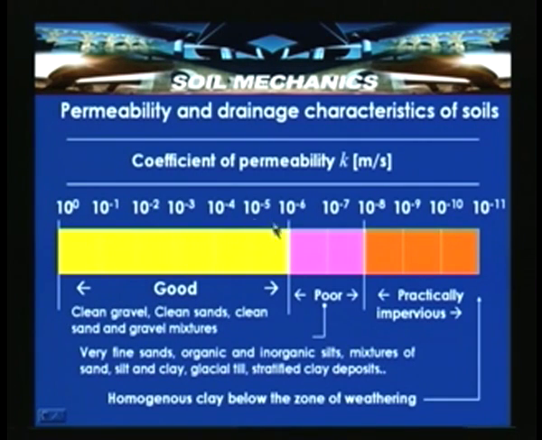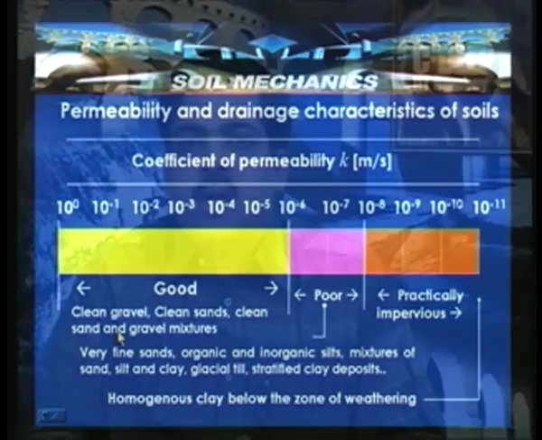One can see the tendency of decreasing susceptibility for qualifying as a good drainage material in this direction. Here it is poor in the region from 10 to the power of minus 6 to 10 to the power of minus 8 meter per second, and practically impervious from 10 to the power of minus 8 to 10 to the power of minus 11 meter per second. The soils which come in the good zone are clean gravels, clean sands, or clean sand with gravel mixtures. So, clean gravel, clean sands and clean gravel and sand mixtures can be qualified to some extent as a good drainage material.